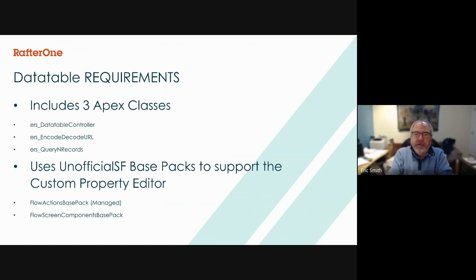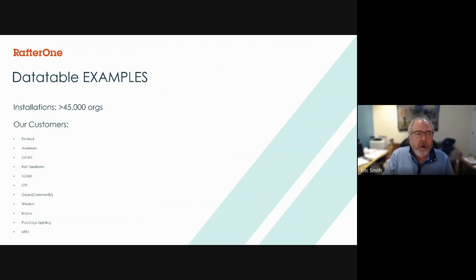Now, the reason for these base packs is they're common pieces of code that you don't have to recreate and redo every time you put a new component out there. And that's especially true of the property editors. The flow actions base pack and the flow screen components base pack contain all those components I was talking about earlier for custom property editors. So it makes it easier once you have these base packs to use and build components that use these property editors.